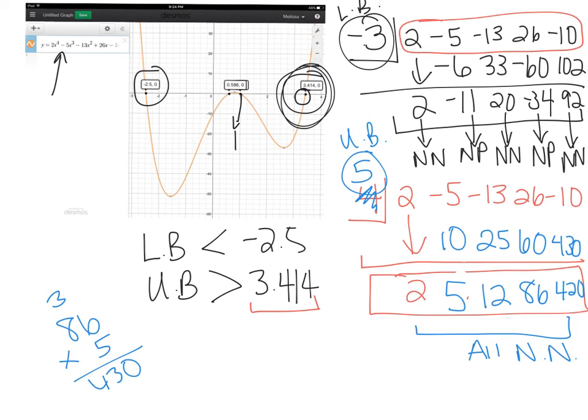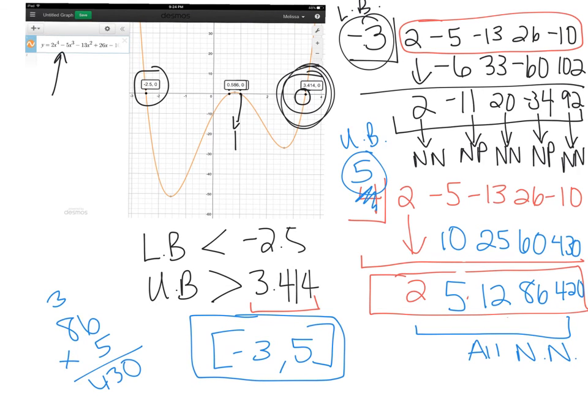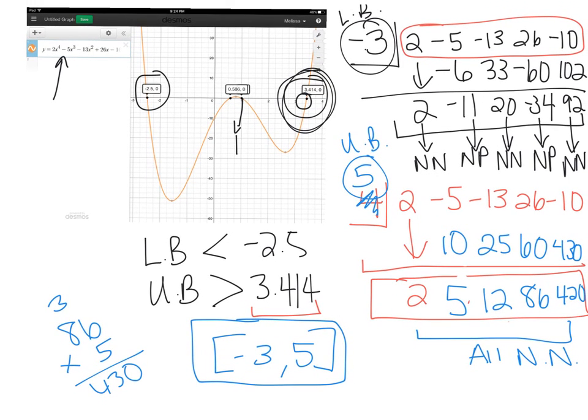Now, to write out my window, I get negative 3, comma 5, or to write out my interval, that's negative 3 and comma 5. And the real zeros of this polynomial function are given by the graph up here. So, we have 4 real zeros, which makes sense because we have a degree 4 polynomial. And one of our zeros is at x equals negative 2.5.